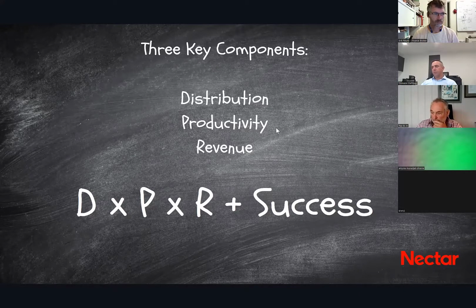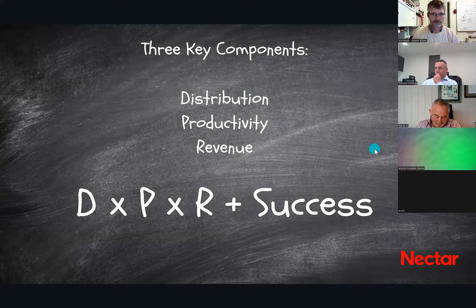The second, when we talk about productivity, I measure that in the number of products or services or home loans that you write per broker per month. And then finally, looking at revenue: revenue is how much revenue you generate per transaction.